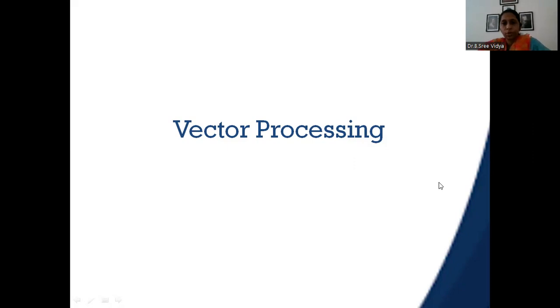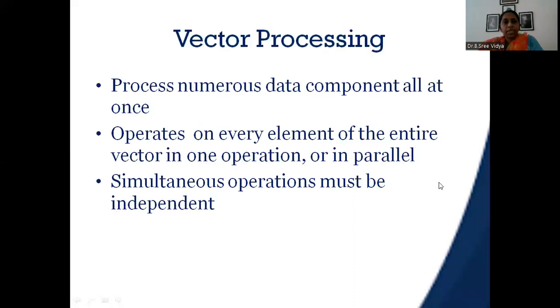In today's topic, we're going to look into another branch of parallel processing, which we call vector processing. Let us now see what is actually vector processing. Vector processing, like any other parallel processing, processes numerous components all at once. When there are multiple components to be processed, all of these can be processed at a higher speed using vector processing.